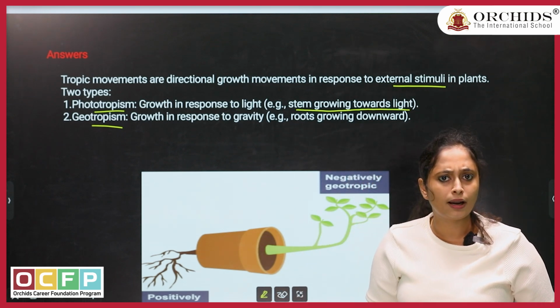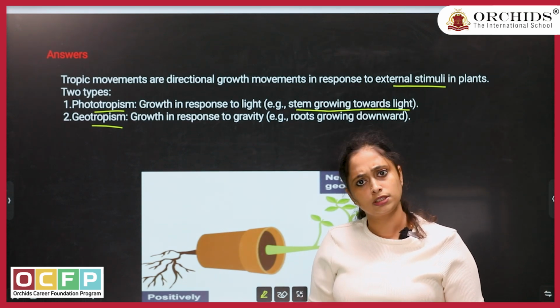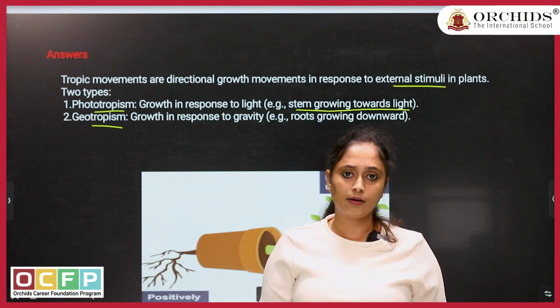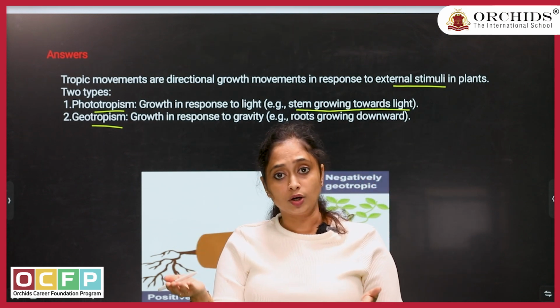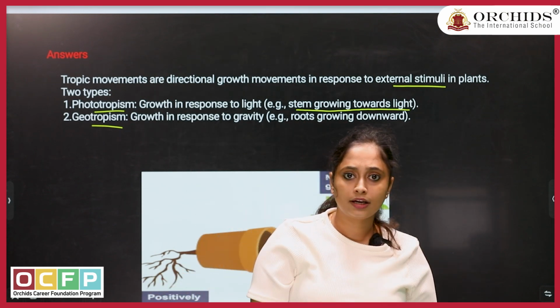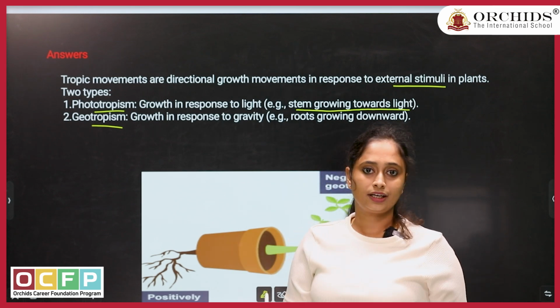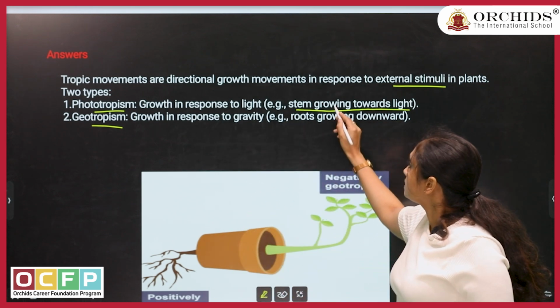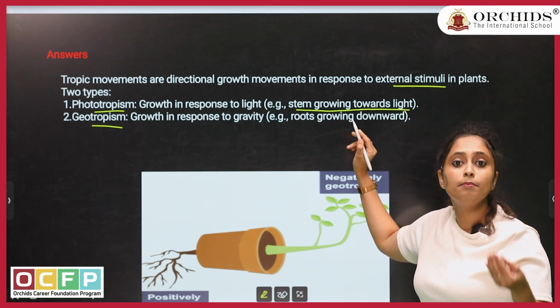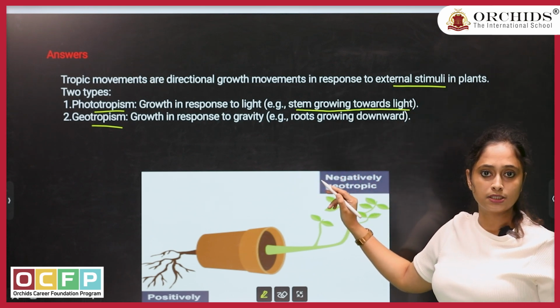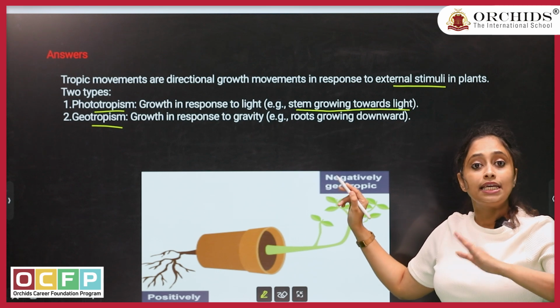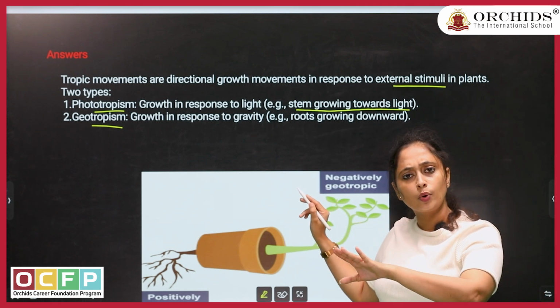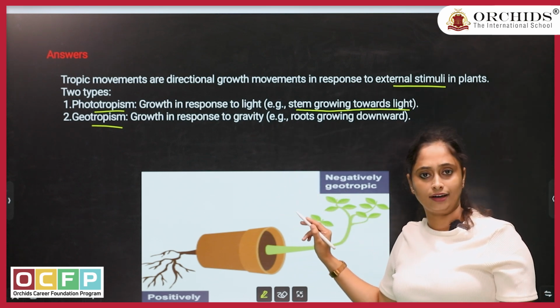So which part of the plant body is doing negative phototropism? Think about it. Which part of the plant body is growing in the opposite direction of light? It will be the root. So we can say the stem is growing towards the light, which means the stem is showing positive phototropism, and the root is showing negative phototropism because it is growing in the opposite direction of sunlight.